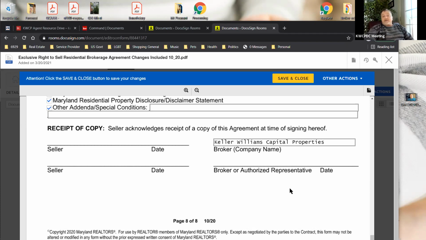So if you take a listing, get the seller's signature here, and don't get the listing broker signature here, you're working for free. And the seller could skip out on their obligations to pay you, and you could be spending money marketing their property, all to get nothing at the end of the day. Does anybody have any questions on that?